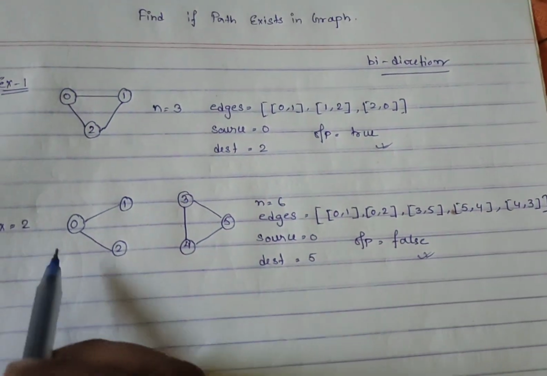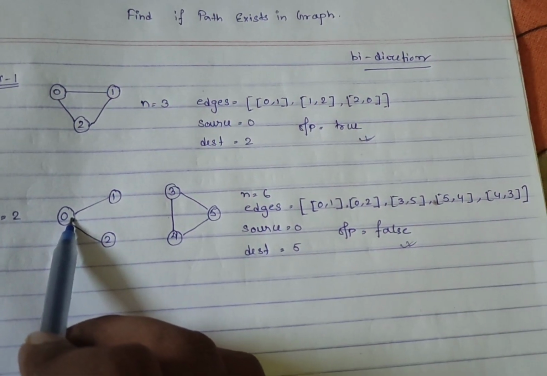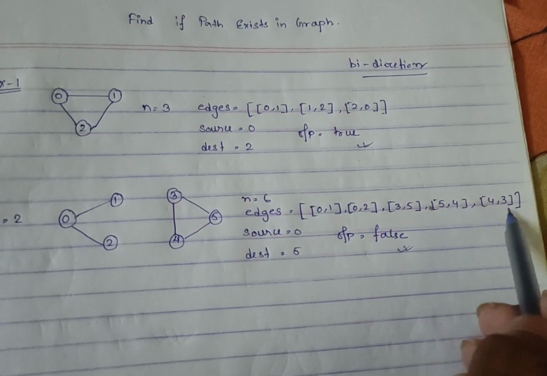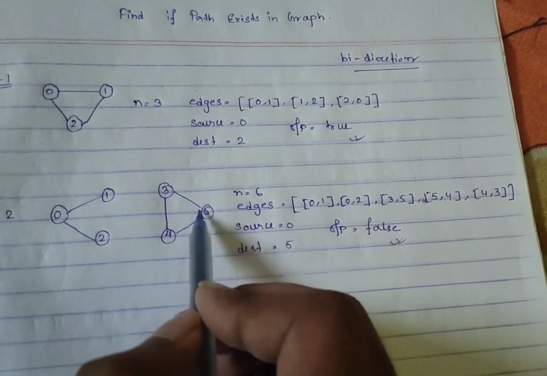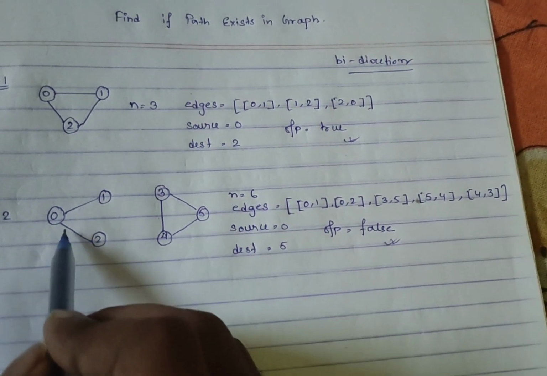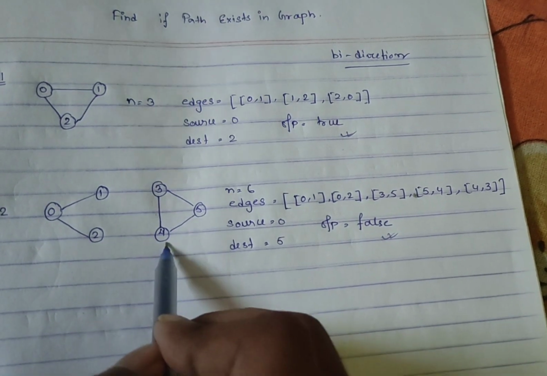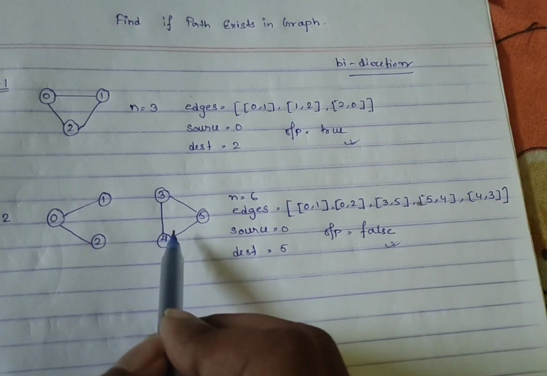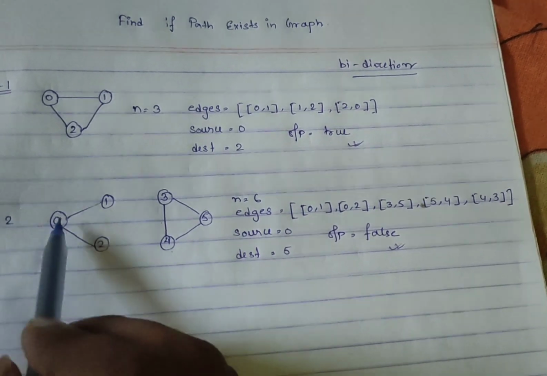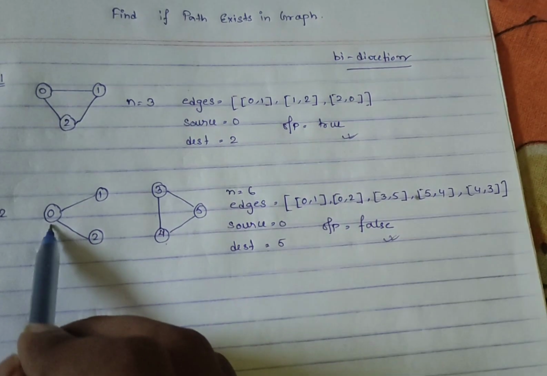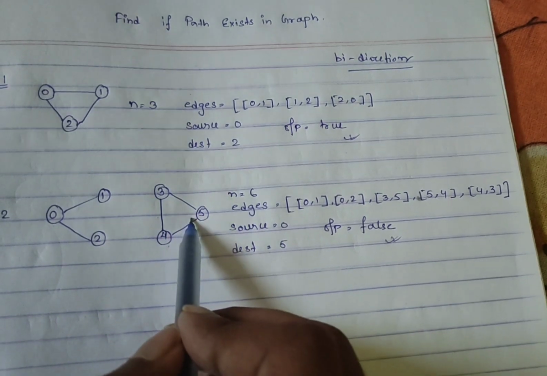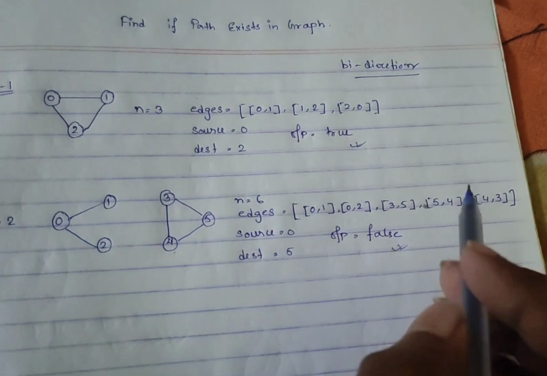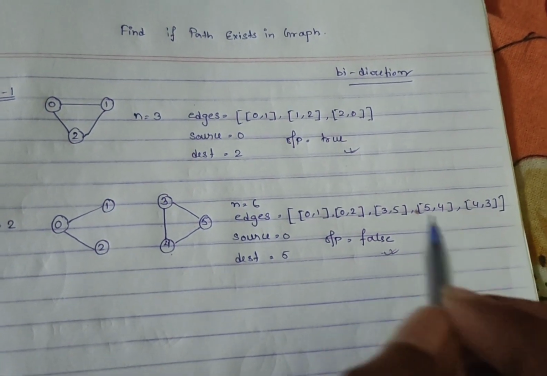But in example 2, two components of the graph are given. The edges are 0 1, 0 2, 3 5, 5 4 and 4 3. The source node is 0 and the destination node is 5. In this two-component graph, is there a path or not? There is no path. Starting from 0, we cannot go from 0 to 5, so we return false.